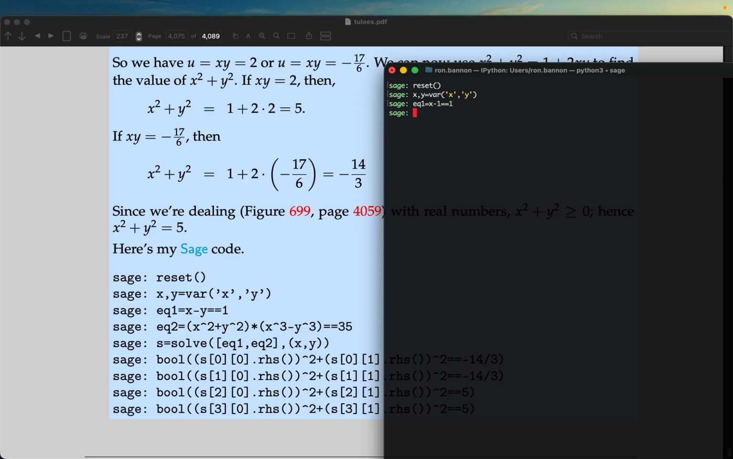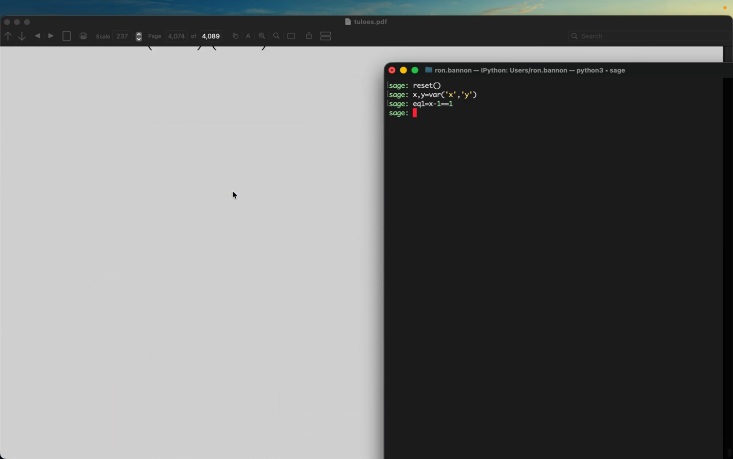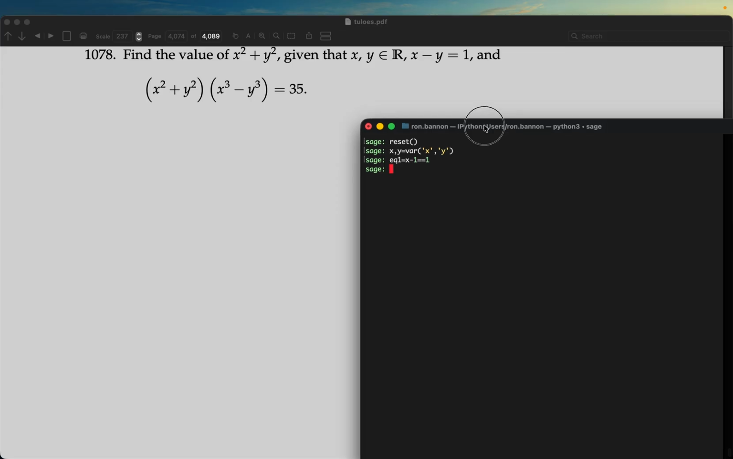Let me go back over the notes and tell you why I said that. So this is the first equation I've been given. And what's equation number 2 going to be? EQ2. Well, that's going to be this expression over here, which is x squared plus y squared times x cubed minus y cubed is equal to 35. And again, notice the double equal sign indicating an equation and a single equal sign indicating an assignment operator.